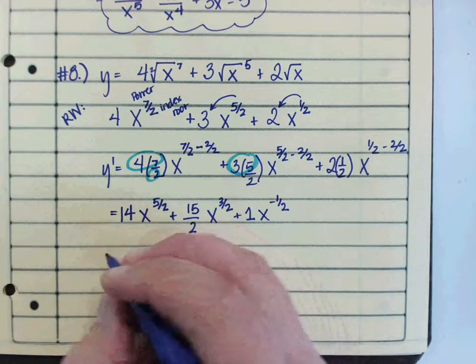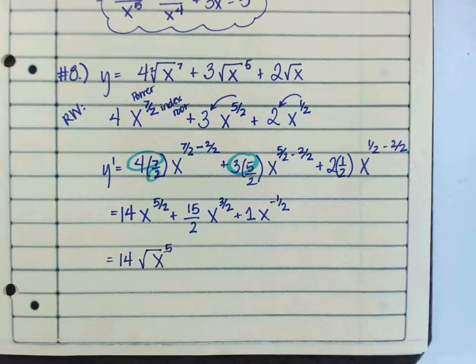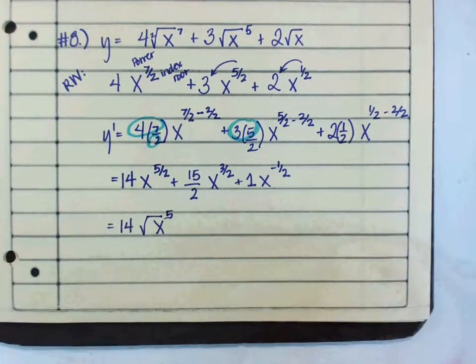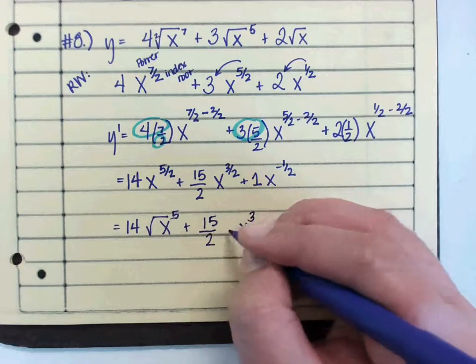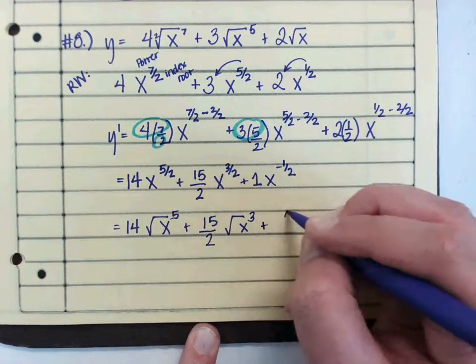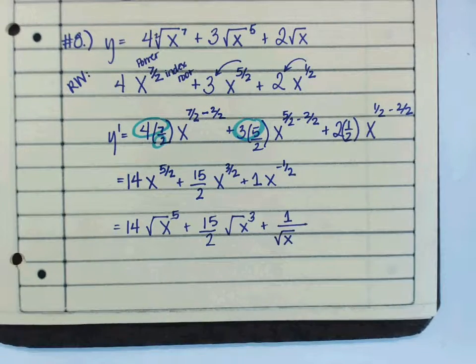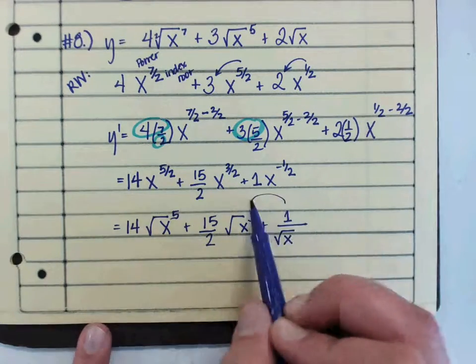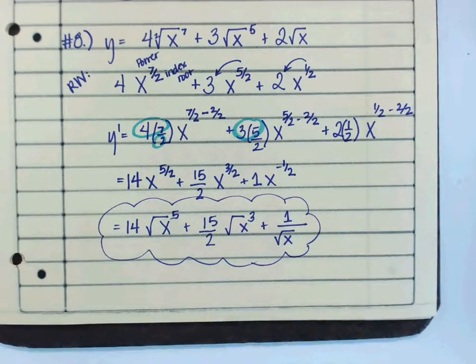So for my first one, I would have 14x to the 5th square rooted. My next one, I would have 15 over 2 in the front. X is cubed and square rooted. And then for my last term, if it's a minus 1/2, where does that belong? Under, yeah, so I'll put 1 over, and then root x. Good. Under the numerator or in the denominator. All good ways to say it.